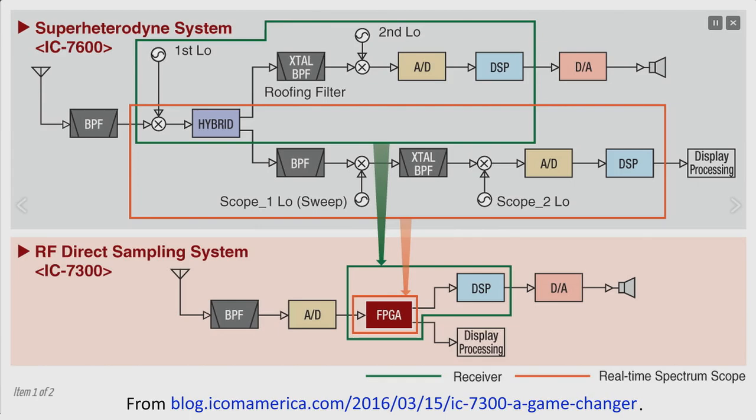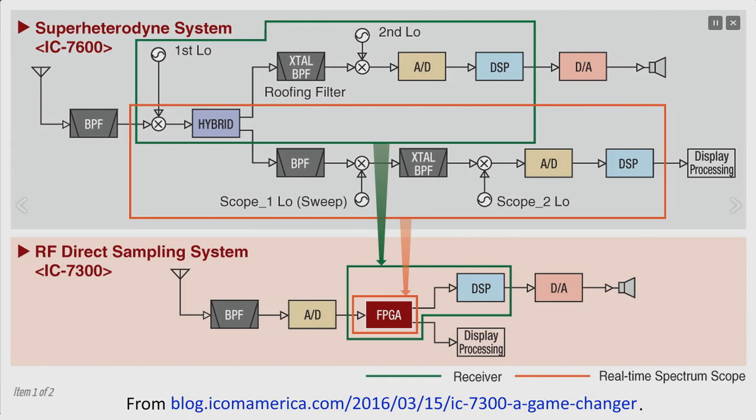Right below it in the pink box there, RF direct sampling system. That's what Icom calls it. It's the same thing as direct digital conversion. We've got the antenna that feeds into a bandpass filter, just like with a superheterodyne. Rather than go through any local oscillators, it goes straight from that bandpass filter, right at the RF frequency, into an analog to digital converter. It's immediately digitized. Then it goes through a field programmable gate array, an FPGA.